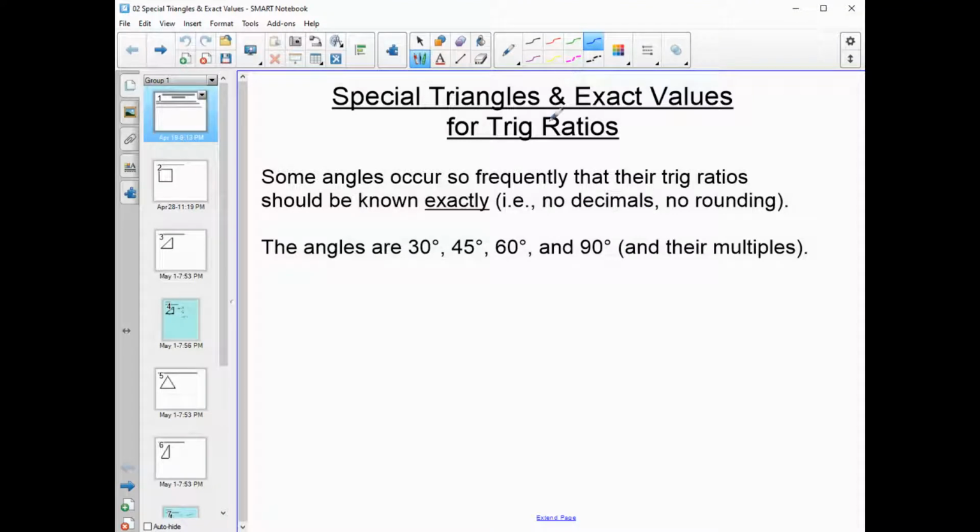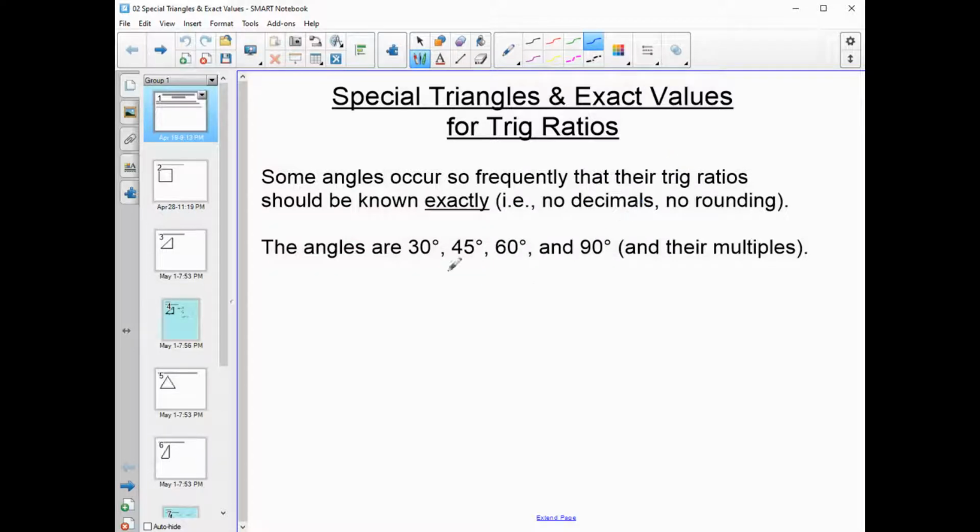In this lesson, we're going to be taking a look at what are known as the special triangles, and what those special triangles can tell us. The reason why we have special triangles when we're talking about trigonometry is that there are certain angles that come up so frequently, and they're just so fundamentally useful in trigonometry that we should know the exact values that go along with the trigonometric ratios, sine, cosine, and tangent for those angles.